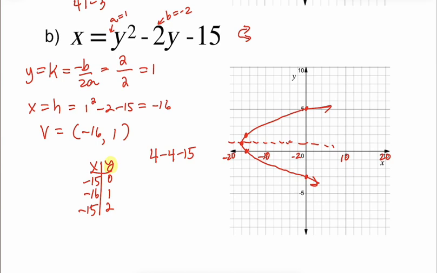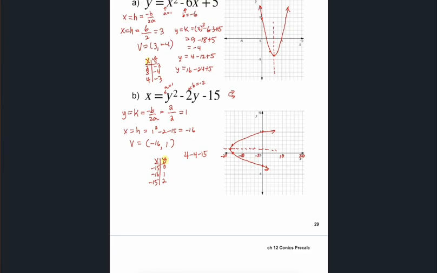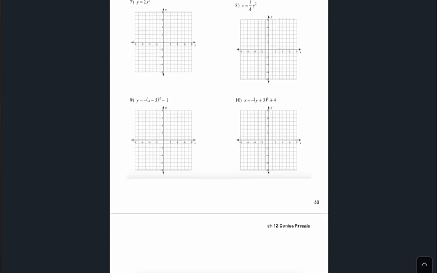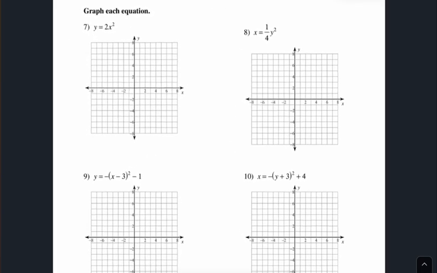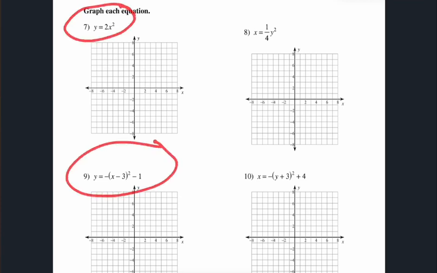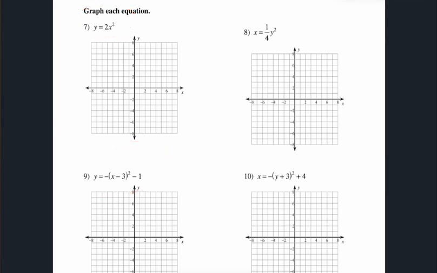So that is parabolas kind of in a nutshell there. And if you take a look, there are only 4 of them. 2 of them that open up or down, 2 of them that open left or right. Okay, so if we take a look, this one should open up, this one should open down, this one will open to the right, this one will open to the left.